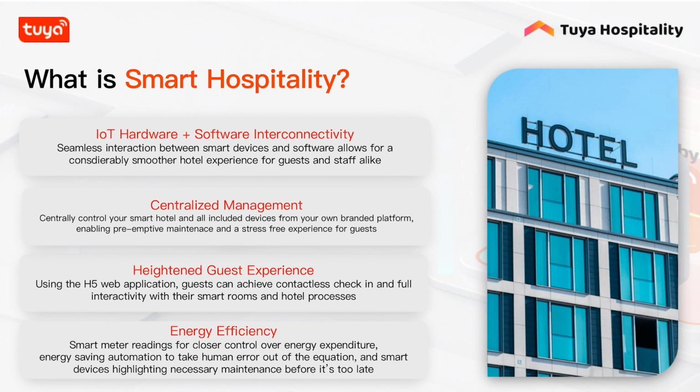Then, asset protection. Devices such as flood sensors or smoke sensors will be programmed to immediately notify staff of any abnormalities in the room, allowing rapid response times and protection of both your property and reputation, and through installing a degree of preemptive maintenance.